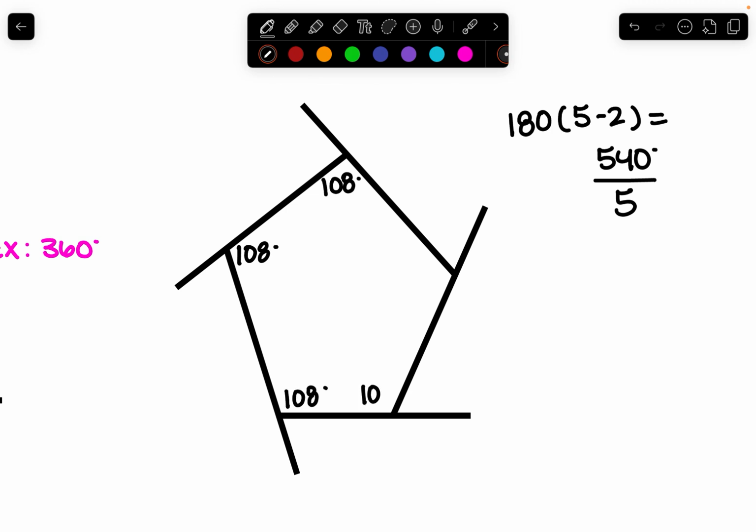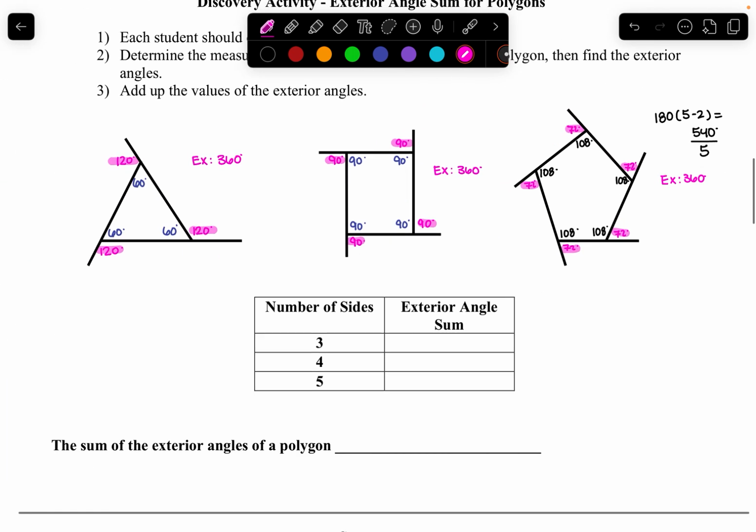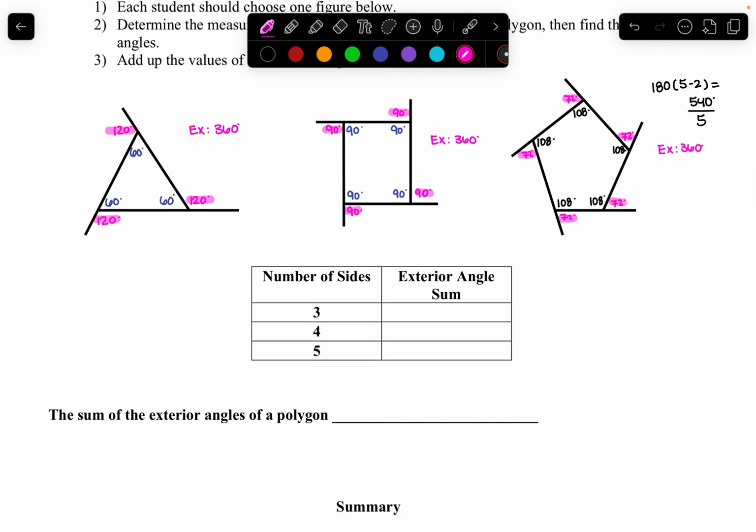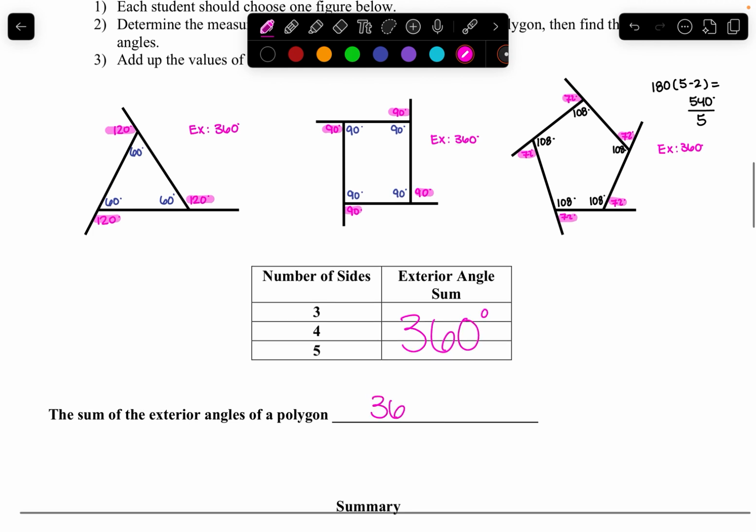If each of these angles is 108 degrees, then each of these angles out here is going to be 72 degrees because, again, they have to be supplementary. And if we go back and add all of these 72-degree angles up, you will get that the exterior angle sum is still 360. So it does not actually matter what type of polygon you have. The exterior angle sum will always be 360 degrees. I don't even have to do any kind of work. I just automatically know that the exterior angle sum of all polygons is 360.